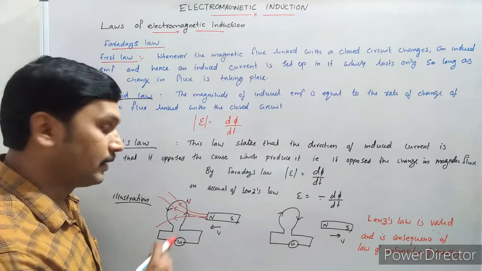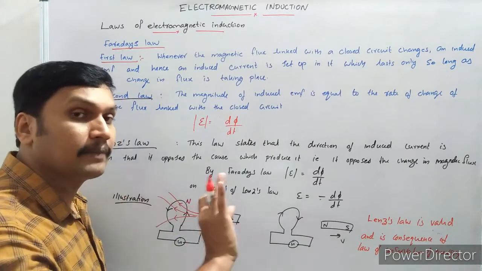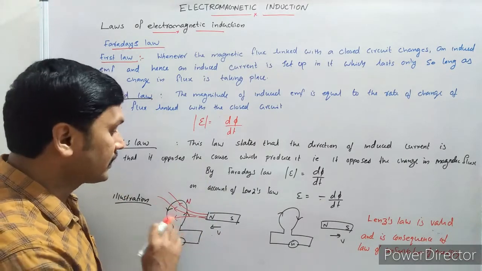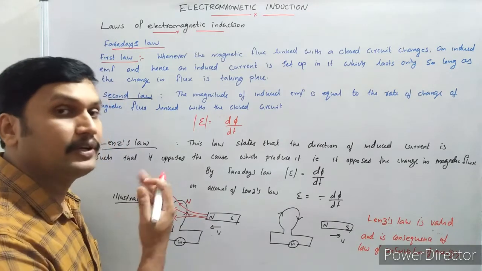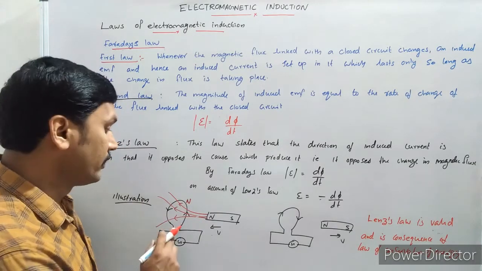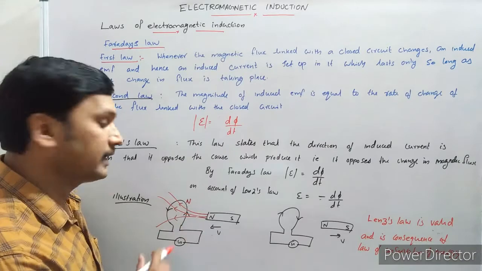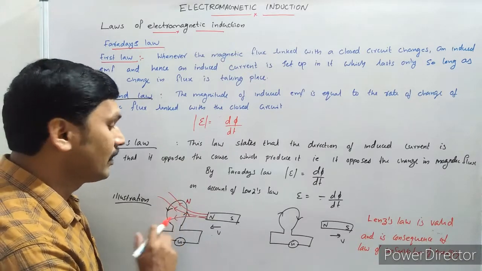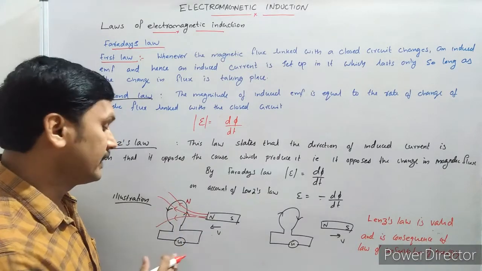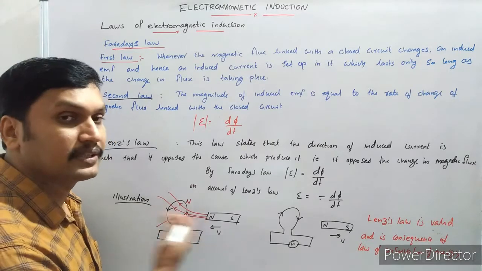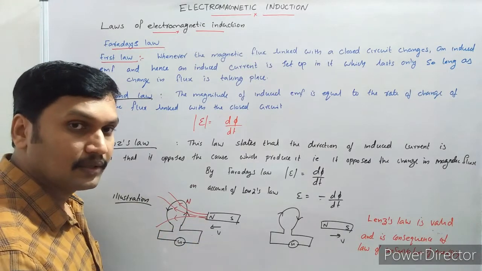What can it do? By producing a north pole, it tries to repel the magnet. So on the side of this magnet, it will produce a north pole. To produce a north pole on the side of the magnet, the current should flow in the anti-clockwise direction. So we can explain the direction of current by using Lenz's law.